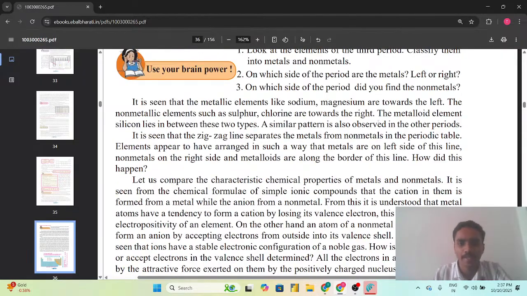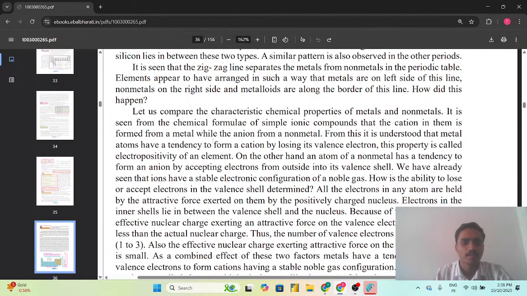And metallic and non-metallic character. The non-metallic elements like sulfur and chlorine are towards the right. The metalloid element silicon lies in between these two types. A similar pattern is also observed in the other periods. It is seen that the zigzag line separates the metals from the non-metals in the periodic table. That I have told you just now. Elements appear to be arranged in such a way that the metals are on the left side of this line, non-metals on the right side, and metalloids are along the border of this line. How did this happen? Let us compare the chemical properties of the metals and the non-metals.